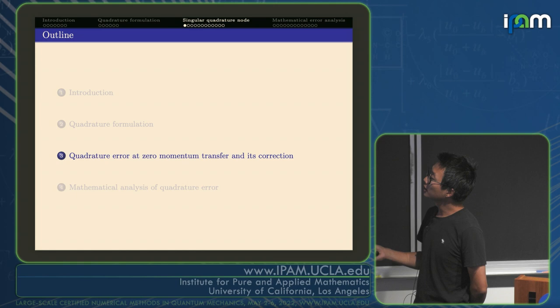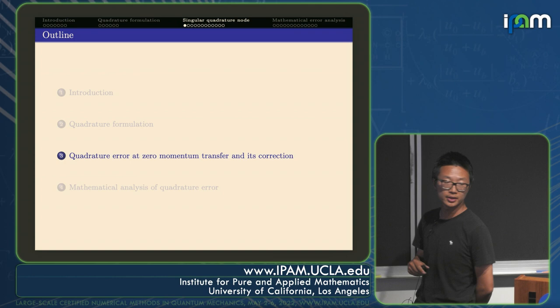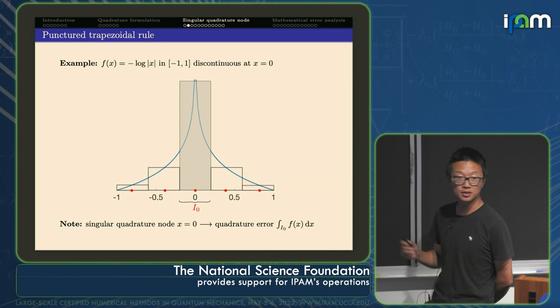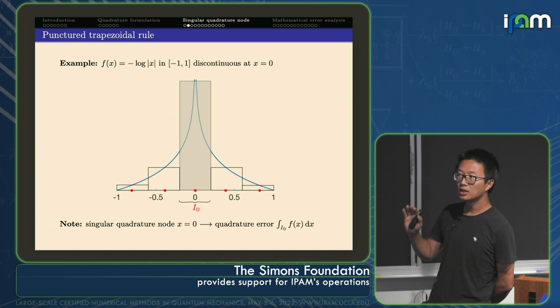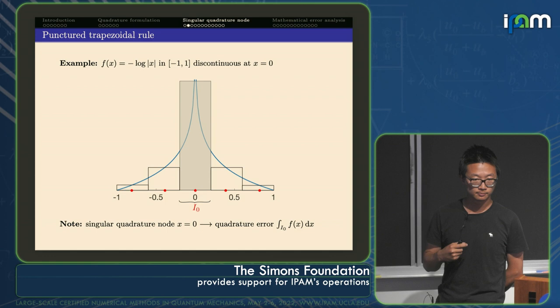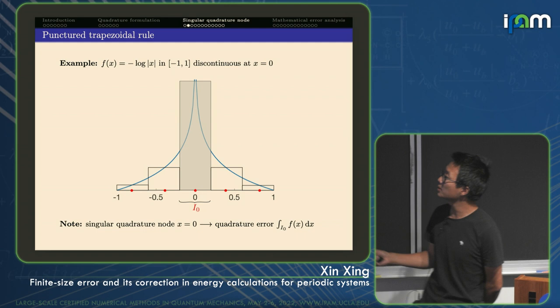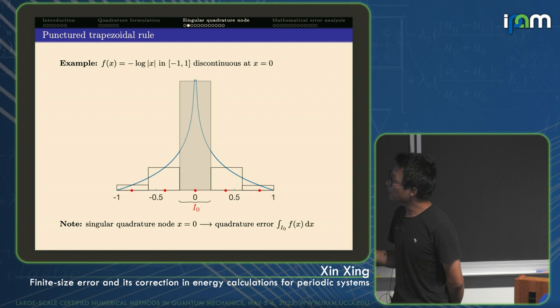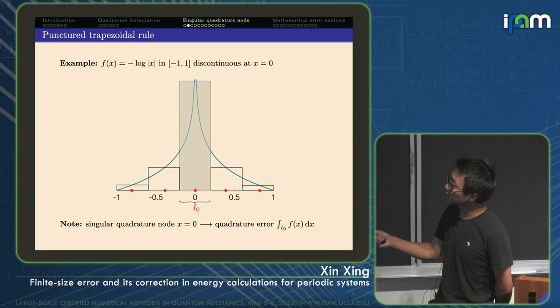Specifically, in the exchange and MP2 calculation, these singular quadrature nodes are exactly the zero momentum transfer points. I'll start with a simple example. We consider this simple 1D function, which is singular at x equals 0. In our numerical quadrature calculation, what would happen is that if you have x equals 0 to be one of your quadrature nodes, what we usually do is to simply set the function value to be 0 at this x equals 0 point, because we basically do not know how to evaluate. And setting the function value to be 0 here exactly corresponds to neglecting the integral of this function inside this small interval that contains x equals 0.